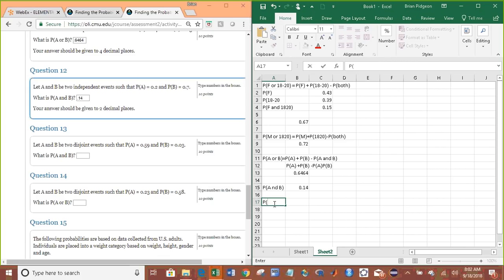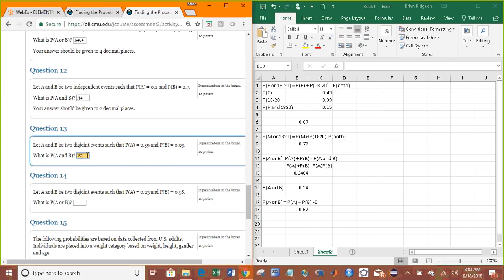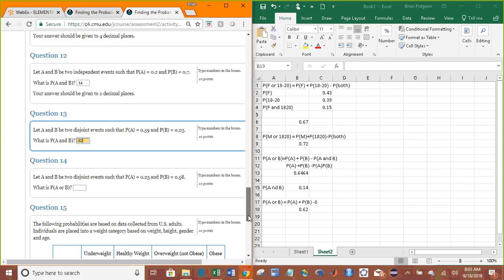So in this case, A or B, which is typically probability of A plus the probability of B minus the probability of A and B, if they're disjoint, that means the probability of A and B is just 0. So all we have to do is add the probabilities together. So that's going to be 0.59 plus 0.03, 0.62. So the only thing that differs here is that we're using the word disjoint, which means the probability of A and B occurring is 0.